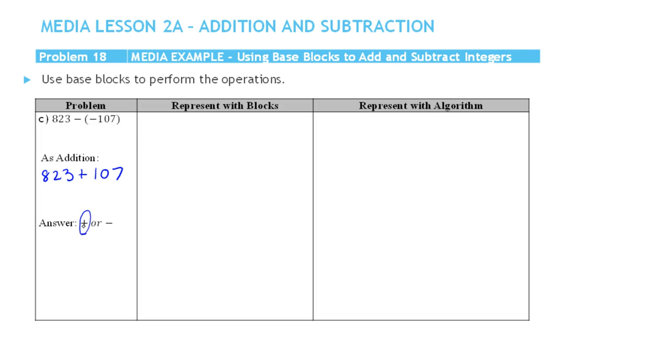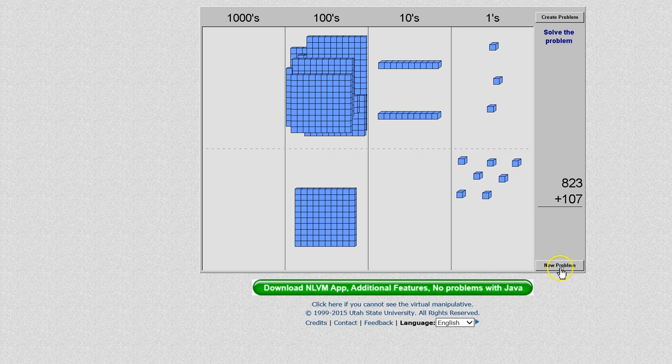Okay, now let's look at the website to see how we'd represent this with blocks. Okay, so I have this all set up. Notice it says 823 plus 107. I know there's a lot going on here, but there are 8 there. This keeps track of them. So above the dotted line is 823, below is 107.